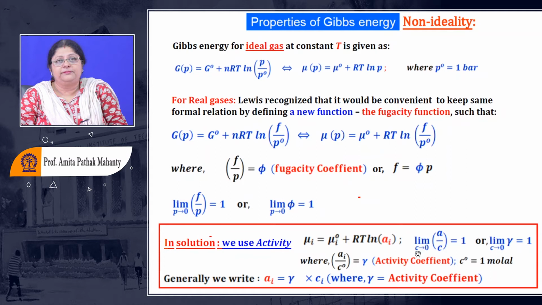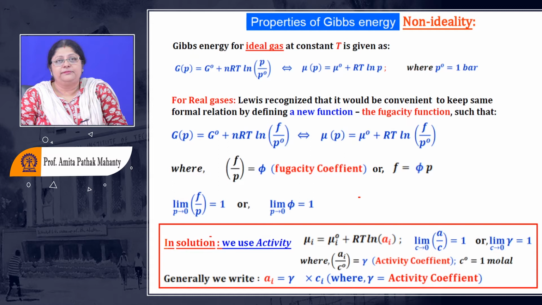That means under the limit of the concentration of the species approaching 0, A by C, which is defined as the activity coefficient, is equal to 1. So when we write this general expression, when the activity coefficient becomes 1, then the activity of that particular species is equal to the concentration of that species at that given temperature and pressure conditions. This we have already seen in various examples when we are dealing with reaction equilibrium.